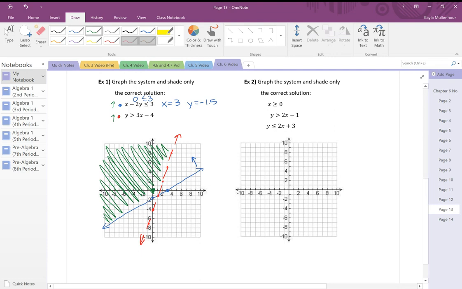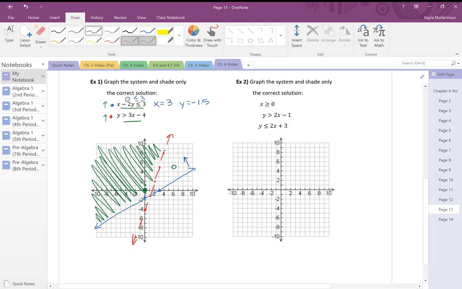If you plugged in the point 0, 0, it would work in both the first and the second inequality, so you would want that area to be shaded. If you plugged in a point over here, like 6, 5, that would only work for the blue one and not the red one, so you wouldn't want to shade there.